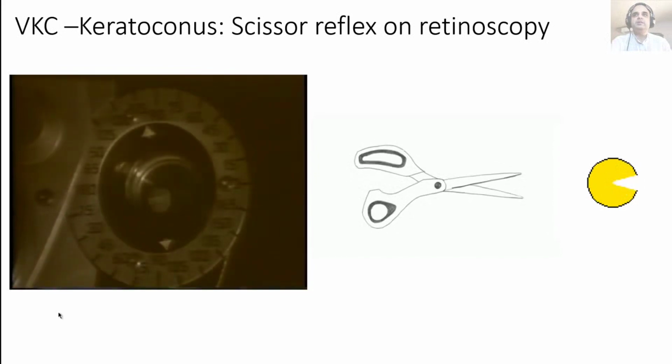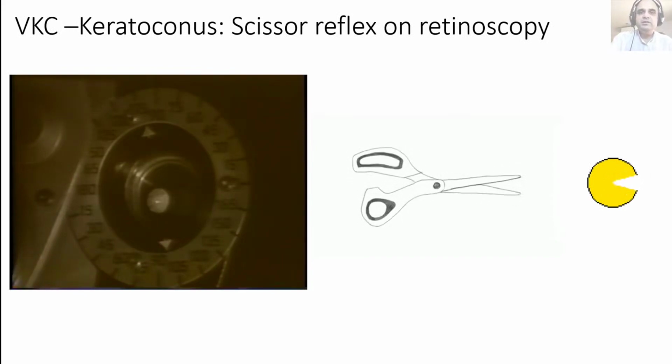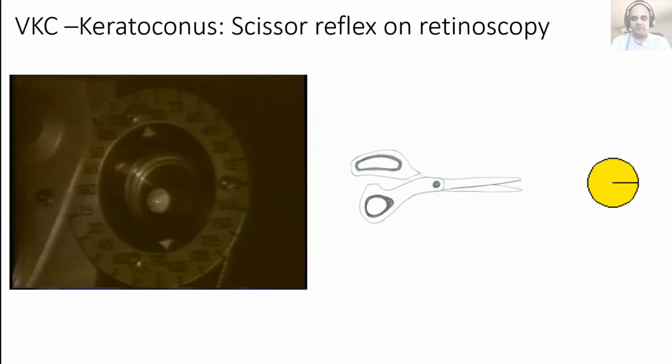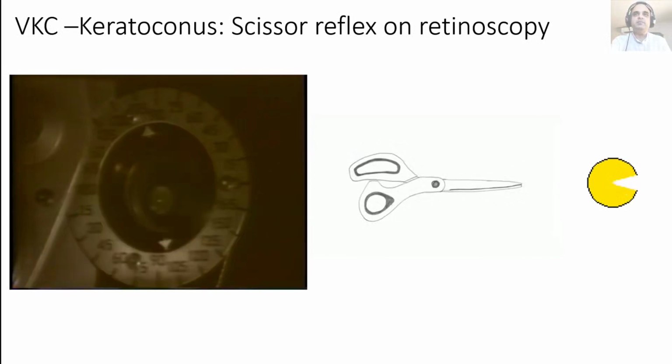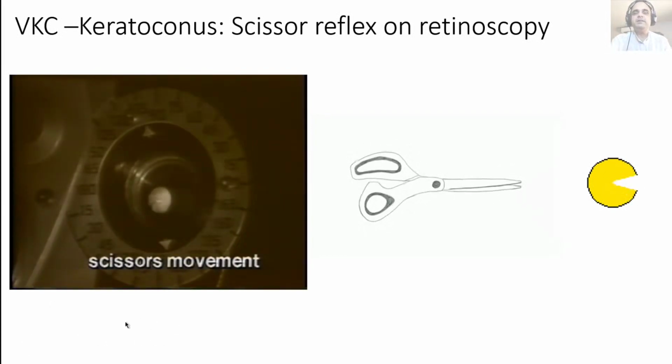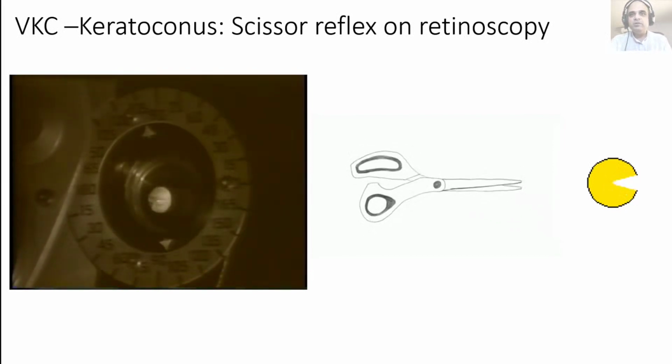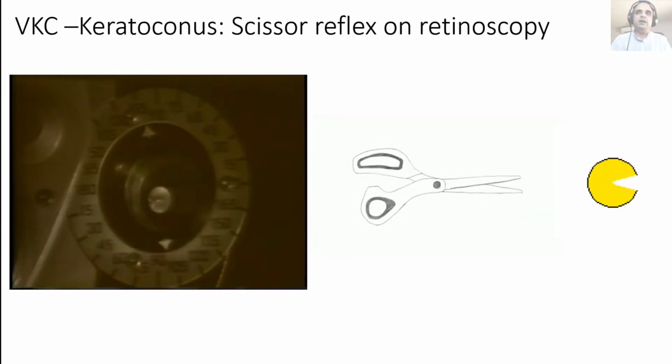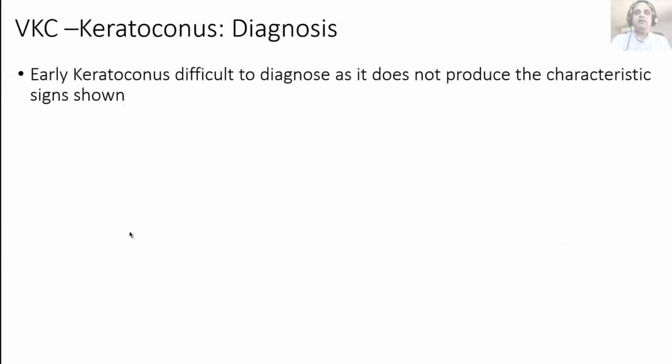So this is in real time. These are the things that you see. You see a Munson sign, you see a Rizzuti sign, you see a Charlot sign or an oil droplet sign, and you see a scissors reflex. All of these were once very popular because those were the signs that basically defined keratoconus clinically. So you saw those signs and said, yeah, you have keratoconus. And early keratoconus was difficult to diagnose because it does not produce those characteristic signs.